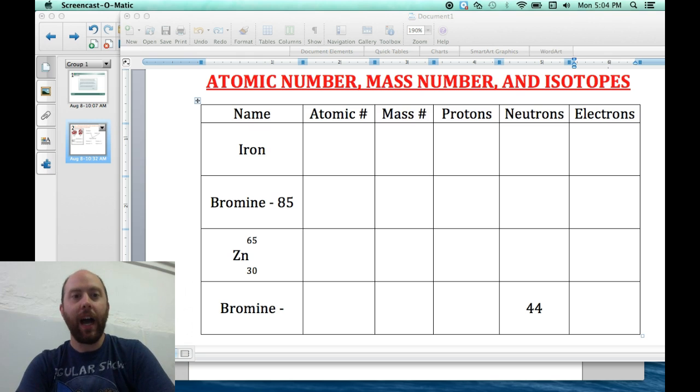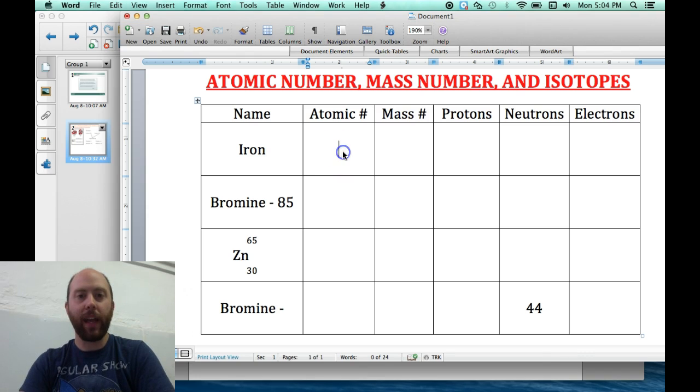So, first, I have iron. I need to figure out what is the atomic number, the mass number, the protons and neutrons, and the electrons. Well, you know from the notes, and we talked about in the last video, that in order to find the atomic number, we look on the periodic table. It is the whole number located for that element. So for iron, the symbol is Fe. It is the atomic number 26.